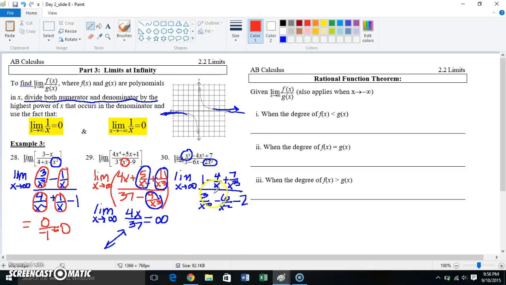Okay, remember, as x goes to infinity, all these terms with an x in the denominator will get very small, very close to 0. So in the end, I'm left with 1 over negative 2.